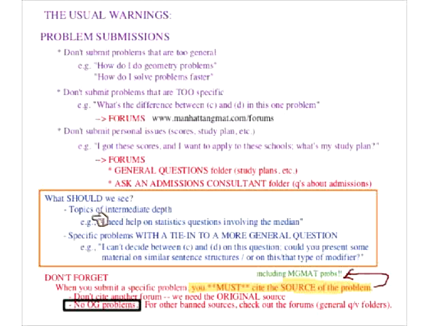The kind of stuff that we do want to see, we want to see intermediate depth, meaning not this general, but general enough to make a lesson out of. This is a good one. Statistics questions involving the median. That's particular enough, but not so particular that it's like one question. If you include one question, please tie it into a more general issue. So, not "I can't decide between C and D on this question," but could you present some general question?